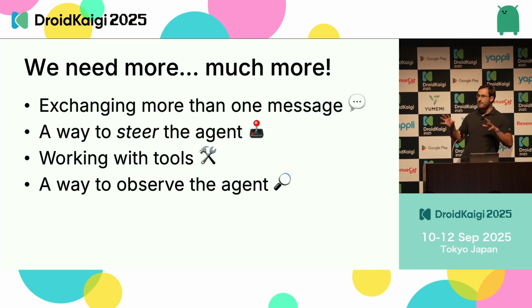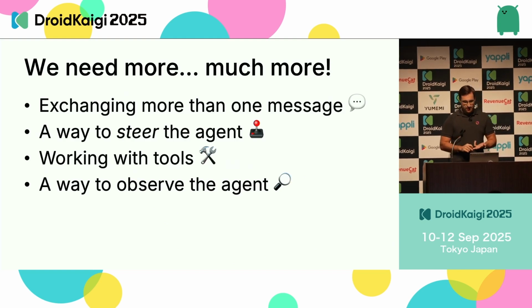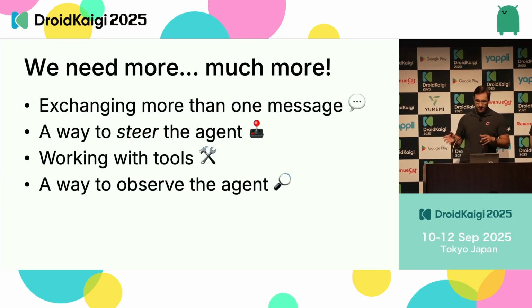In reality, when we build agents and agentic systems, we need much more functionality. Of course, we need to be able to exchange more than one message. We need to be able to do multi-turn conversations. We also need a way to steer the agent, to control its behavior, to make sure that it does the right thing at the right time, that we give it access to whatever is most relevant at the right time in the agentic process, and to make sure that, for example, its output also has the structure that we expect.